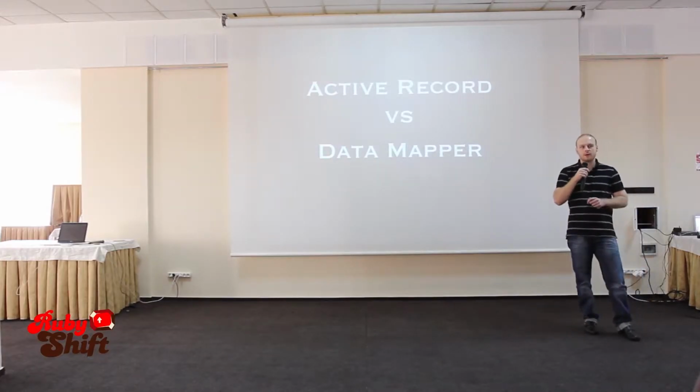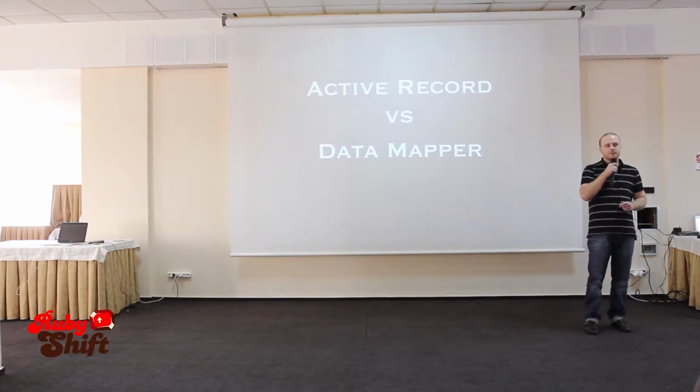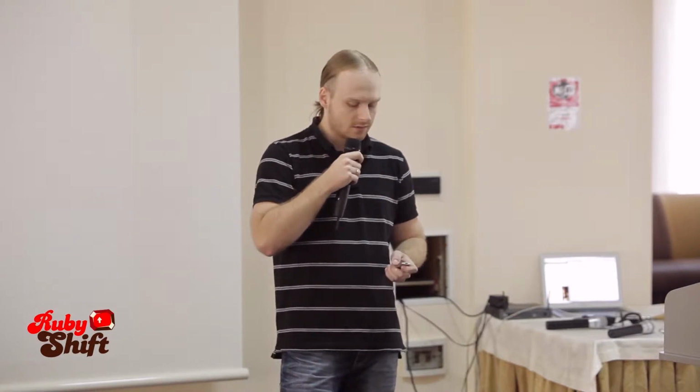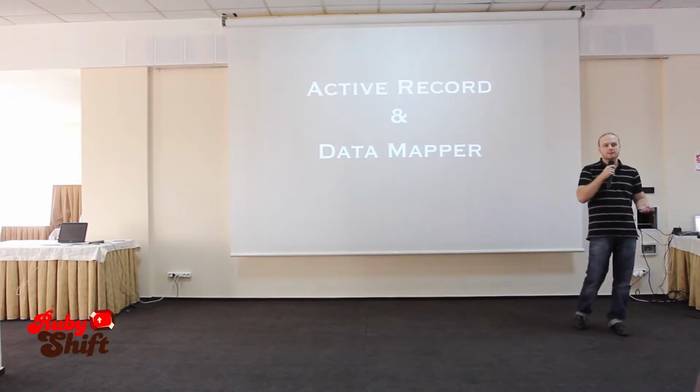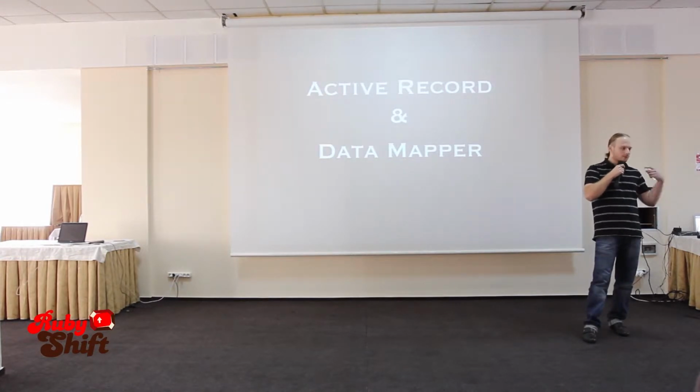So the problem here is that people usually talk about Active Record versus DataMapper, which one is better, and there is no really good answer to this question because both patterns are quite great. And it's important to understand which one you should use for your specific use case. So it's not really about which one is better, it's about both patterns and understanding when you should use which one, right?